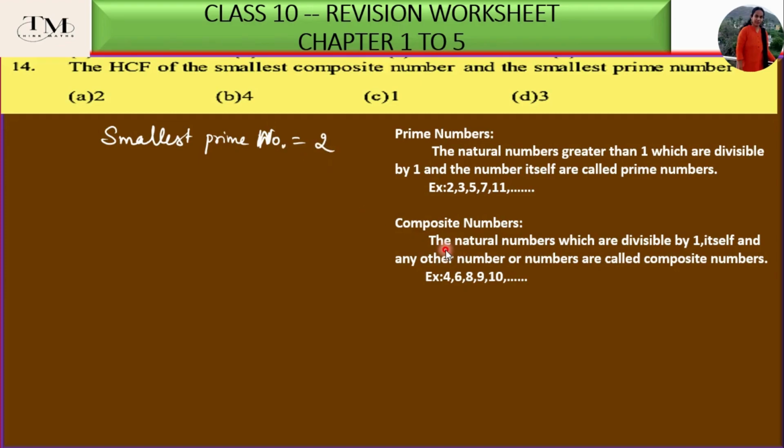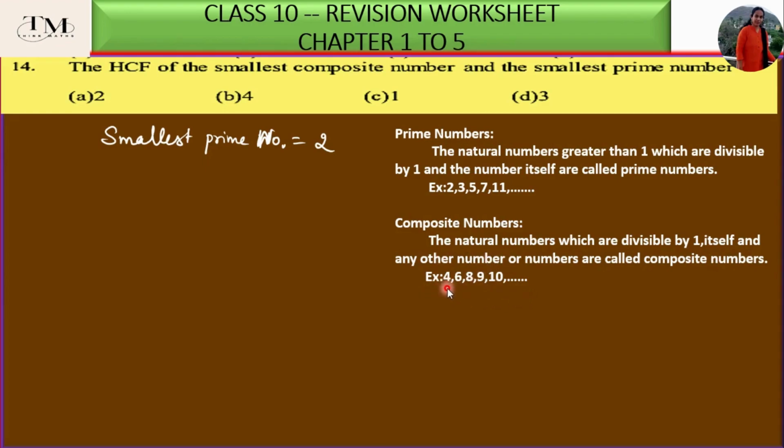Composite numbers are the natural numbers which are divisible by 1, itself and any other numbers. For example, 4, 6, 8, 9 and 10. So if we take 10, 10 is divisible by 1, 10 is divisible by 10, also 10 is divisible by 2 and as well as 10 is divisible by 5. So 10 is divisible by 1, itself and any other number. So these are all composite numbers.